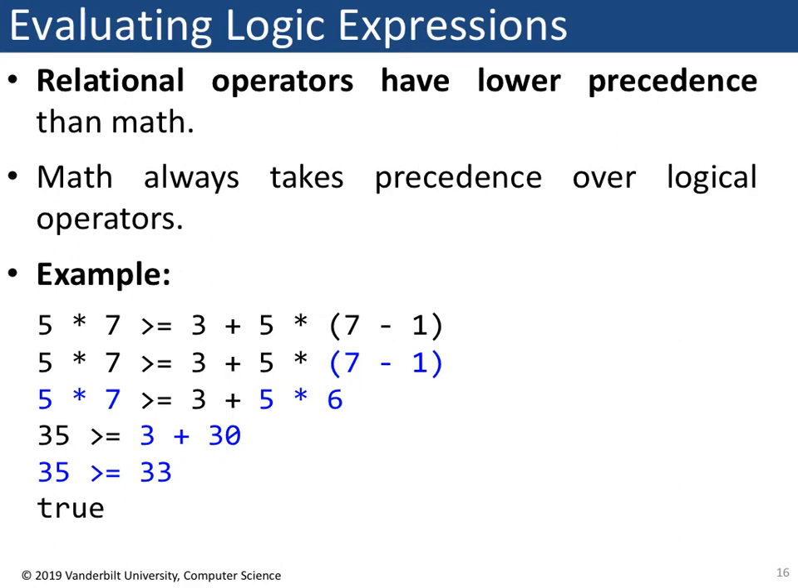Then we have addition, the next highest operator, because, as I said, arithmetic operators always take precedence over relational operators. So we now have 35 is greater than or equal to 33, at which point the next highest precedence operator is the relational operator, and this will evaluate to a Boolean value of either true or false. In this case, it evaluates to true.